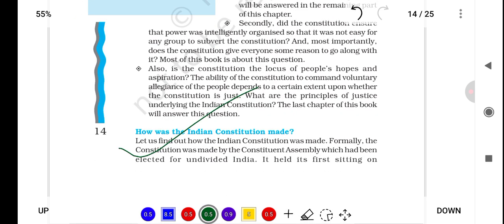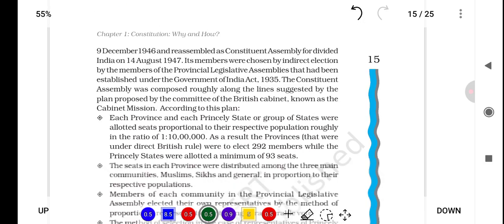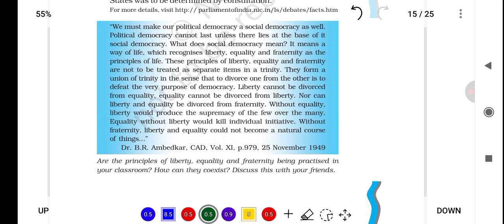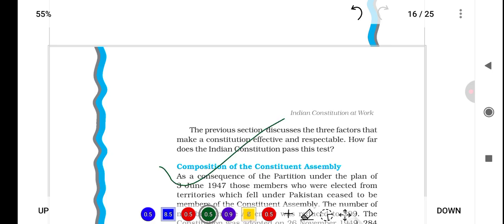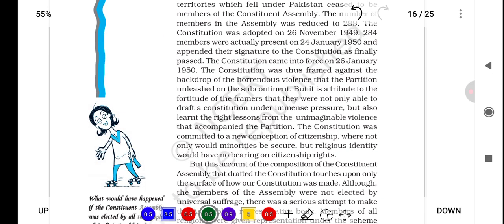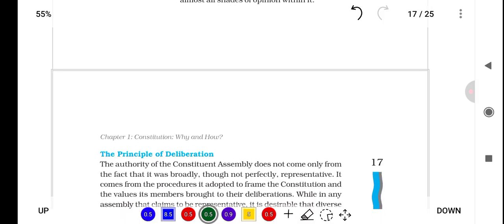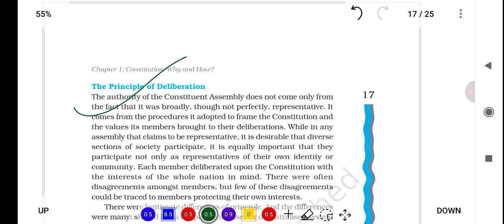How was the Indian constitution made? This is a statement given by Dr. B.R. Ambedkar. You can pause the video and just skim through it. Composition of the Constituent Assembly. Again, another cartoon. Glance through it. The principle of deliberation.